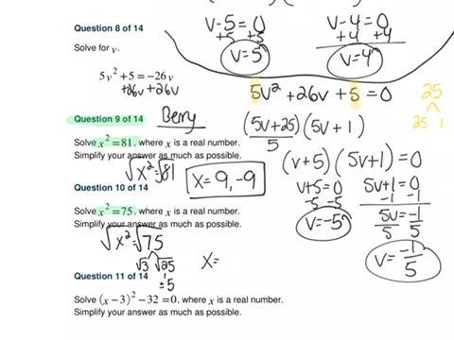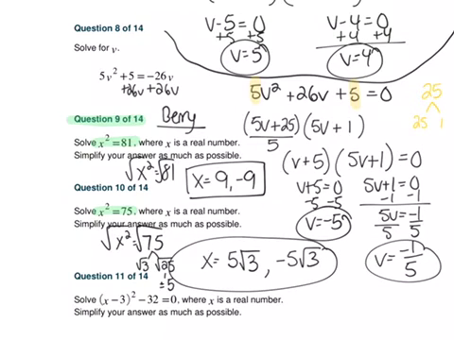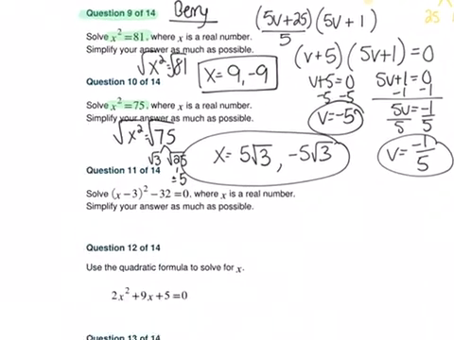X equals, you keep the 5 on the outside because it got taken out because it was a perfect square, and then you keep the square root of 3. So 5 square roots of 3 is your answer in simplified form. And don't forget, negative 5 square roots of 3 is your other answer because you have to have a positive and a negative. All right, so that's the square root function.